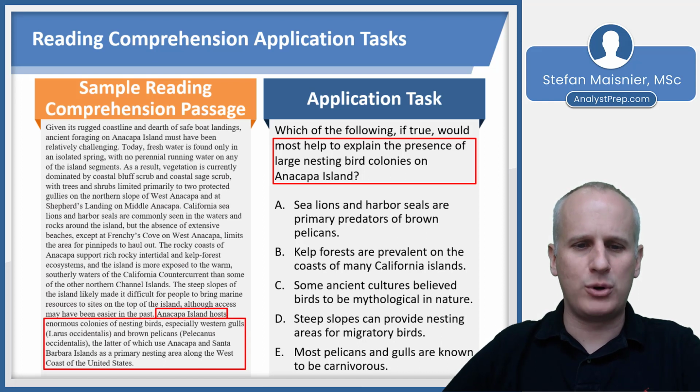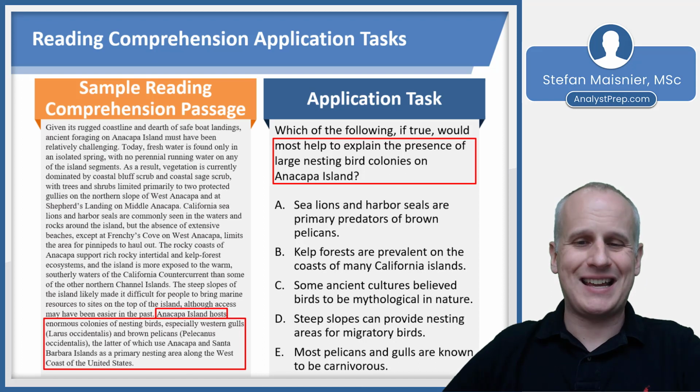Now, I'd probably read at least a sentence above to get context, but we see the steep slopes of the island likely made it difficult for people to bring marine resources to sites on the top of the island, although access may have been easier in the past. Anacapa Island hosts enormous colonies of nesting birds, especially western gulls and brown pelicans, the latter of which use Anacapa and Santa Barbara Islands as a primary nesting area along the west coast of the United States. So we need to explain why Anacapa can be a large nesting colony.